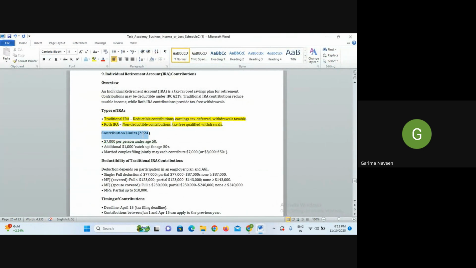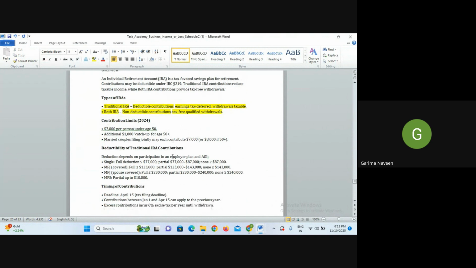So, what is the contribution limit? Can an individual contribute as much as they want? The answer is no. There is a contribution limit. It is $7,000 per person if you are contributing to your IRA. And if you are 50 plus in age, then you get $1,000 extra. That means you can contribute up to $8,000 if you are 50 plus. Okay.